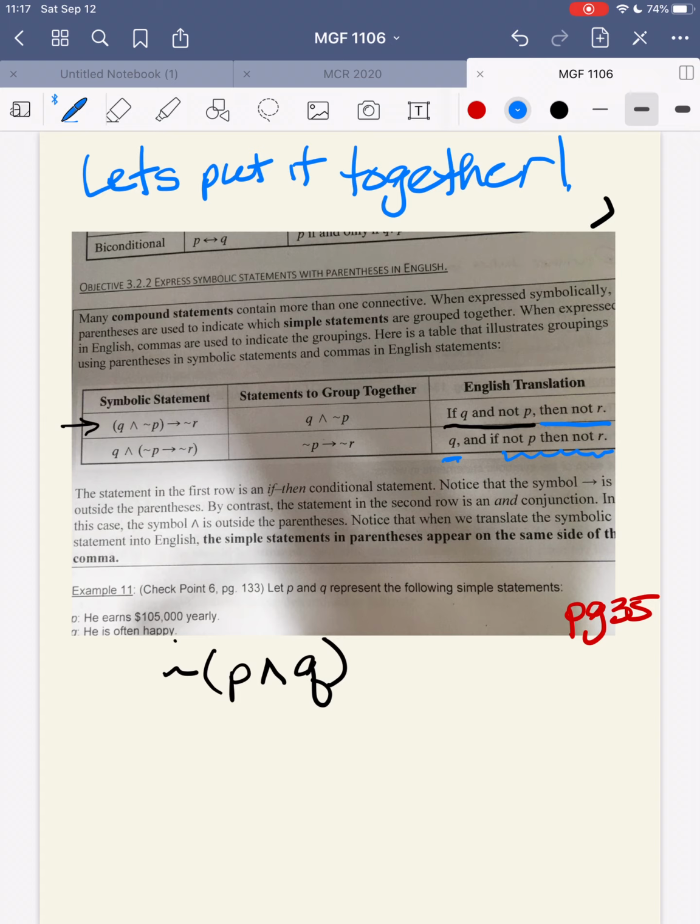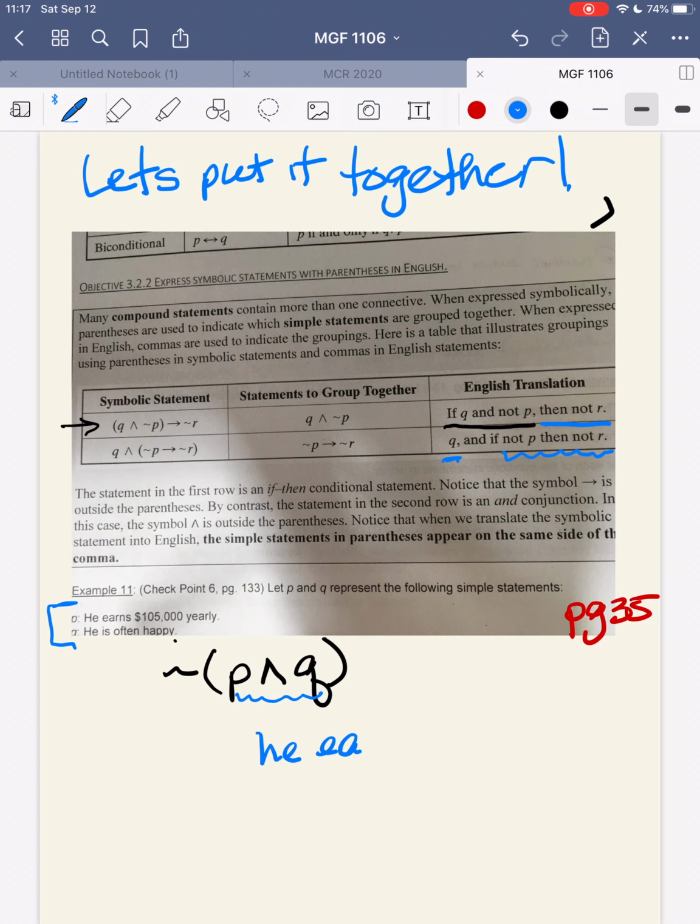So here is my P and my Q. They're kind of small at the bottom here, I'm really sorry. He earns $105,000 yearly. He is often happy. So the top statement is my P. The bottom statement is my Q. And I want to write this compound statement here. My grouping part, sometimes you can do first, is P and Q.